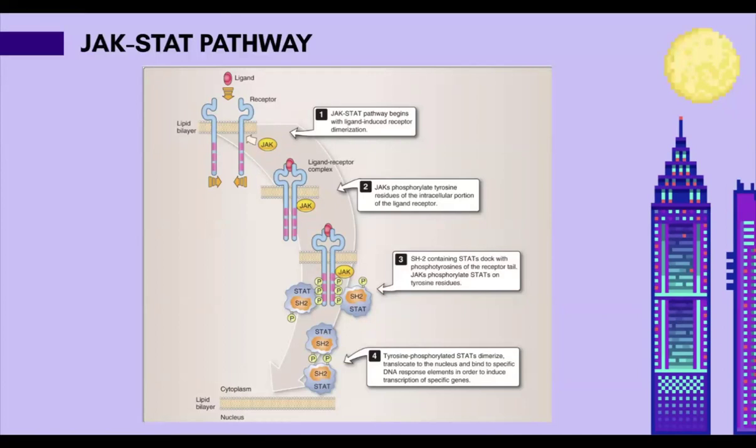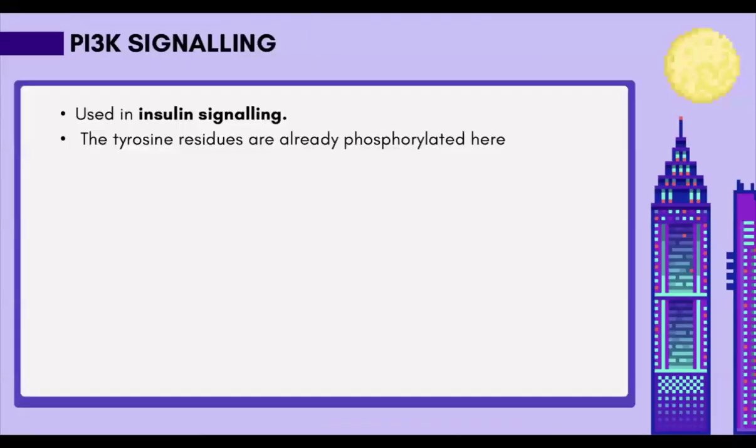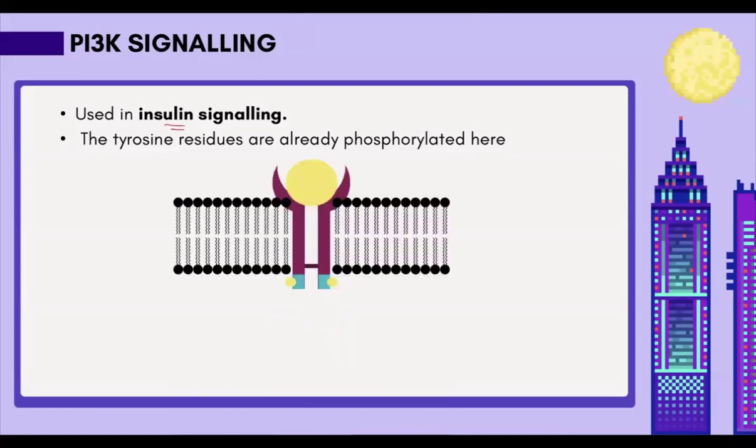Yeah, it's clear. Okay. And so now that we have that pathway done as well, we now have PI3K signaling. And here, the tyrosine residues are already phosphorylated. Okay, and then we're going to move on to PI3K signaling. Now, this is something that's used in insulin signaling, and we'll come to that as well. But essentially, what occurs here is that the point you're starting from in this pathway, the tyrosine residues on the receptors have already been phosphorylated. And so this is how we're starting off.